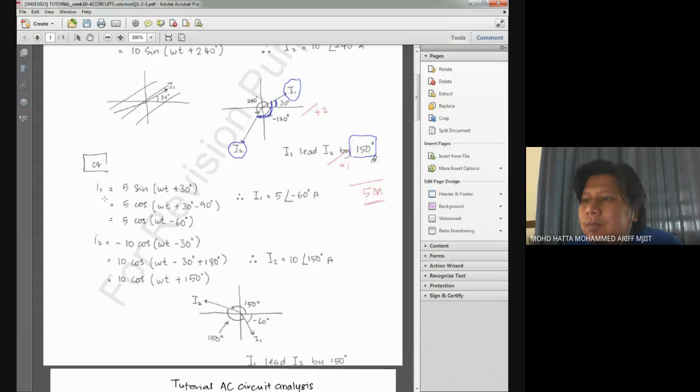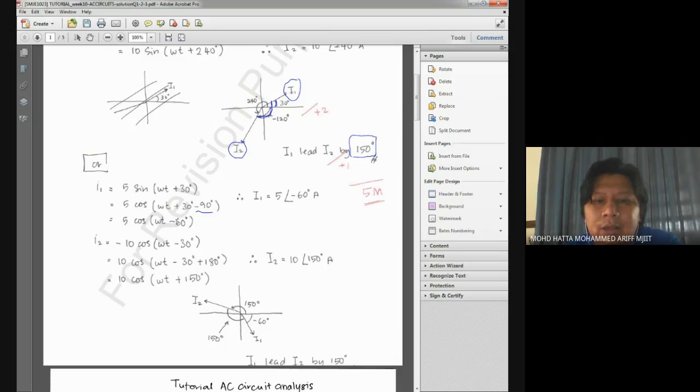So in my second solution over here, I try to represent both equations in terms of cosine. And if I have a negative sign at the front of my equation, I need to change it into a positive sign. So for I1, since we have sine, we need to convert into cosine, where to convert into a cosine equation, I need to minus 90 degrees for the angle.